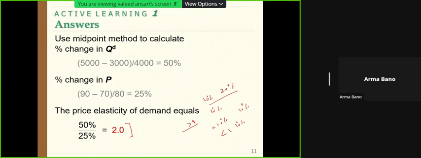So the midpoint method has been understood properly, but the standard method, I'm still not able to grasp it. You know how you calculate the standard method? How do you calculate percentage change? The standard method is this only, just the denominator is different. This is the only thing different.